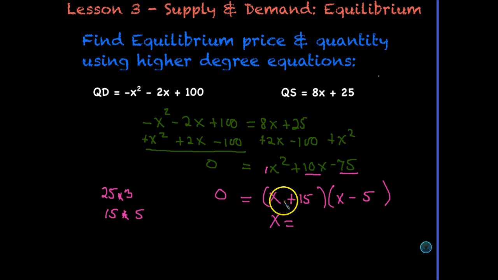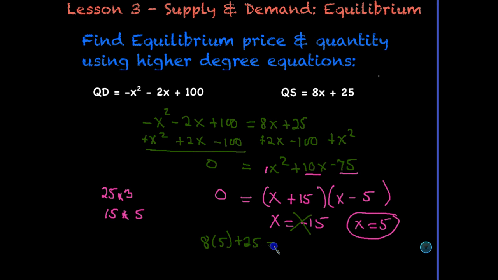So in this first one, if we set this equal to 0, we get negative 15. And on this one, we get positive 5. So the answer would be 5 because remember, negatives aren't going to help us. So x will represent our price. In order to figure out the quantity, we just need to plug it into one of these. And I think this one would probably be a lot easier. So let's plug it into 8x plus 25. So 8 times 5 plus 25 will get us our quantity supplied. So that's 40 plus 25 is 65.